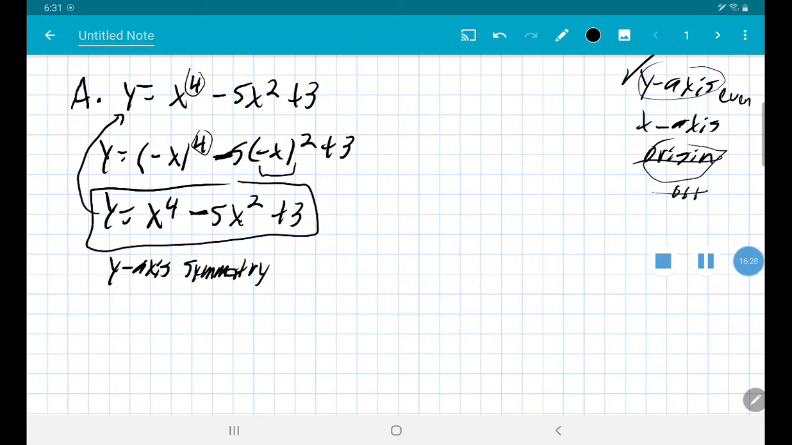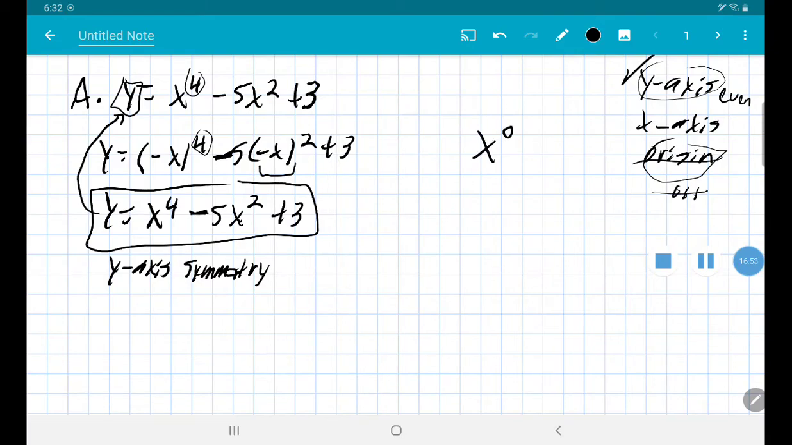Now, here's a question you might have. You say, but I thought y-axis symmetry meant that it was an even function. It does. You say, well, all the powers aren't even, are they? Again, for an even function, I'm not worried about the powers on y, just on the x. You say, see, this 3 doesn't have an even power. It's an odd number.